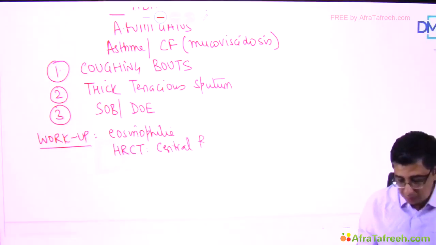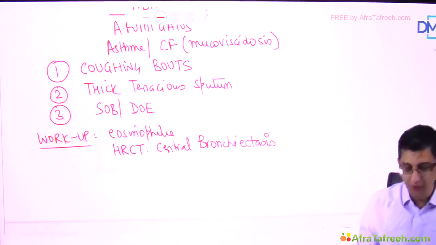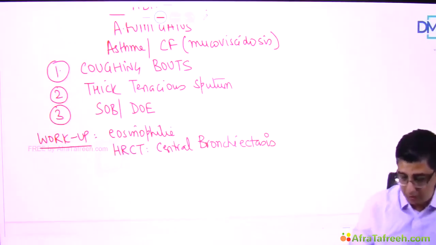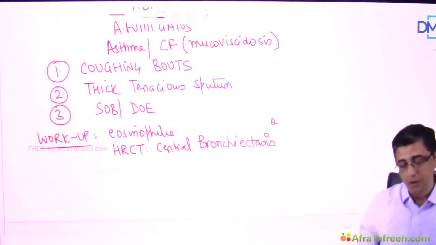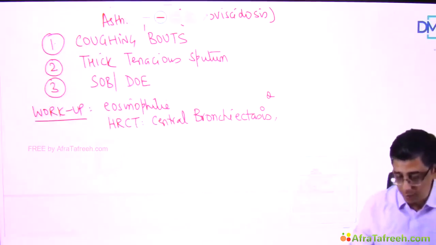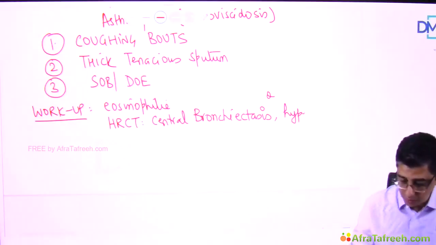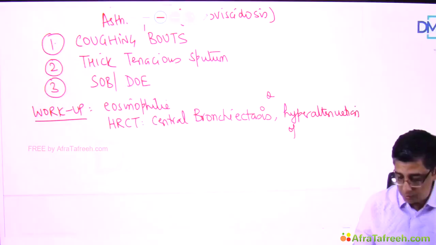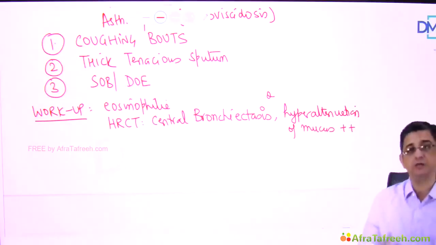Do remember that in invasive aspergilloma, you read about the halo sign and the air crescent sign, but here we are studying about HRCT showing central bronchiectasis, which is an important MCQ. You can also see hyperattenuated mucus, the thick tenacious plugs of sputum that are stuck inside the airways. So hyperattenuation of the mucus will definitely be seen, or inspissated secretions as a word might be written in the question.